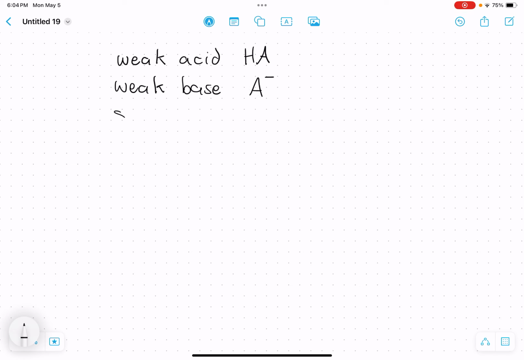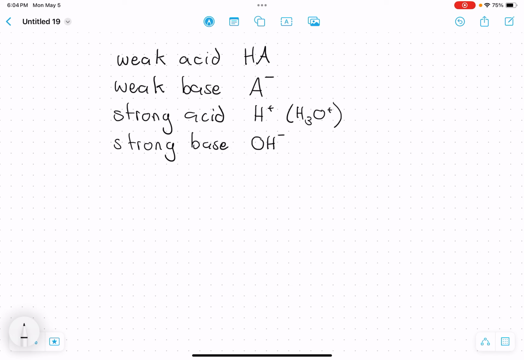And then anytime I have a strong acid, like HCl, I'm going to ignore the Cl and just write H plus, which remember is equivalent to H3O plus. Those are the same thing. And then a strong base, I'm going to ignore the first part and just write OH minus, okay? This should help make it look a little more consistent, and you'll still get the right answer every time. You'll also end up ignoring any spectator ions, so that can be really helpful.